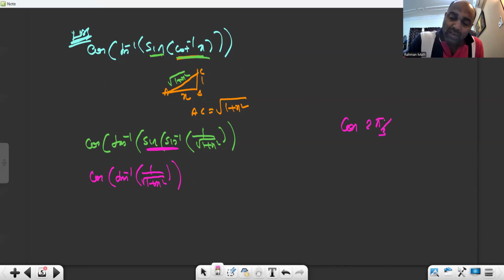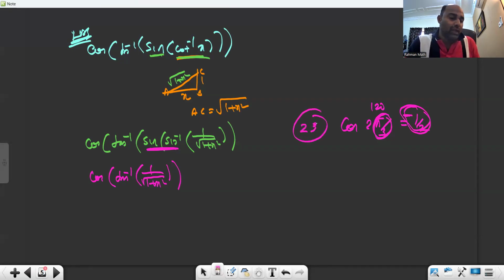Cos 2 pi by 3 you can easily find. Cos 60, how much? 1 by 2. So it is 120, so it will be negative. So cos 2 pi by 3 is minus 1 by 2. It is a hint for 23.